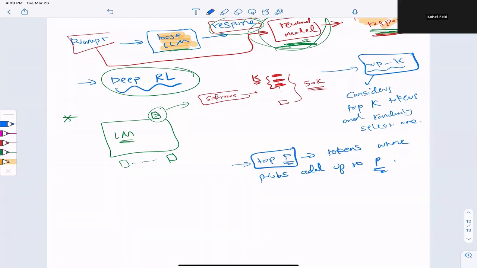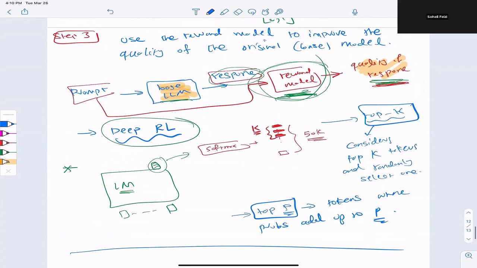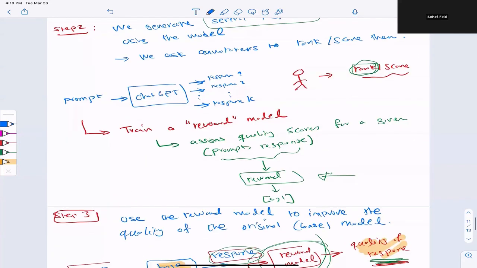That means for an input, you can have multiple outputs. You can have different types of generations, and that helps in terms of exploring the output space compared to just having the highest token selected as the next. So these are the two ways of generating multiple responses for a prompt. And again, in step 2, you're asking your annotator to rank them and use that information to train a reward model.